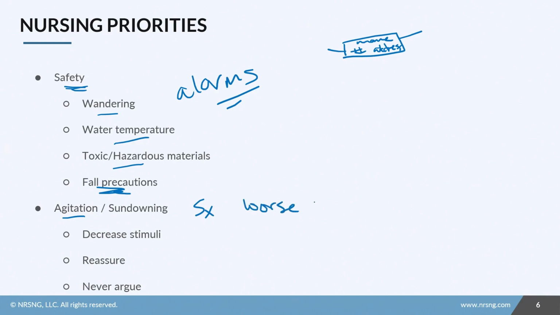Now, we also see a lot of agitation and sundowning in later stages, where their symptoms are worse in the evenings, and their confusion and agitation is worse in the evenings. So we just want to decrease stimuli. We're going to reassure. We can reorient as needed. And then we just never argue with them. All that does is make it worse. It makes the agitation worse.